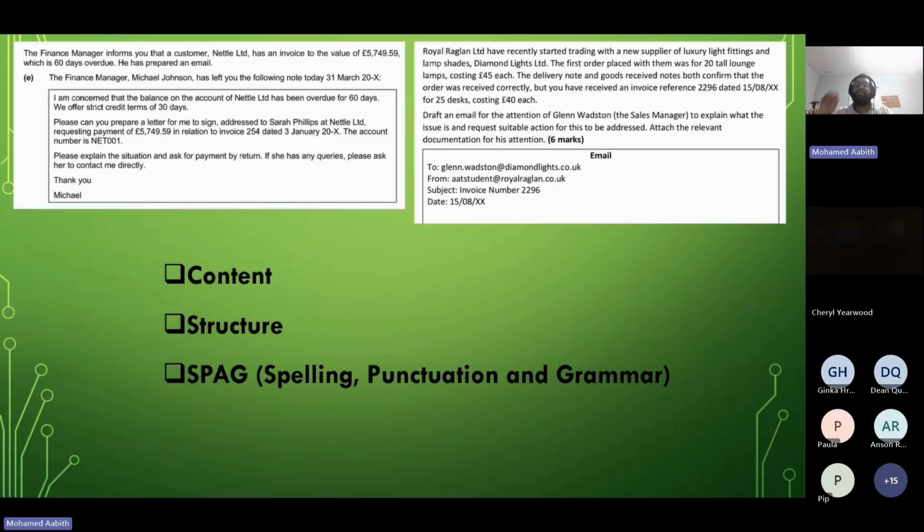Could you send us the correct invoice to remedy this situation? And then, of course, how are you going to close an email? You're going to close it at the bottom saying, kind regards, best wishes, warm welcome, or whatever you're going to say here. It is not as personal as a letter.